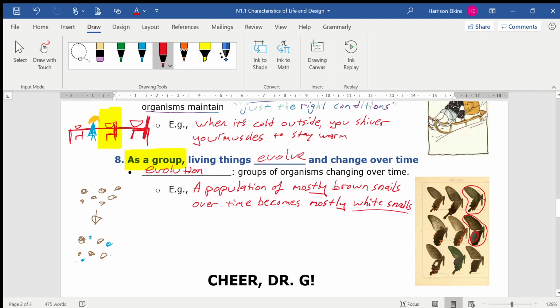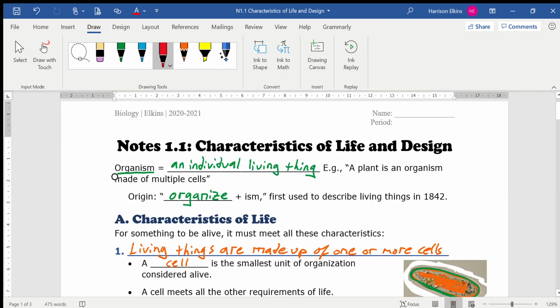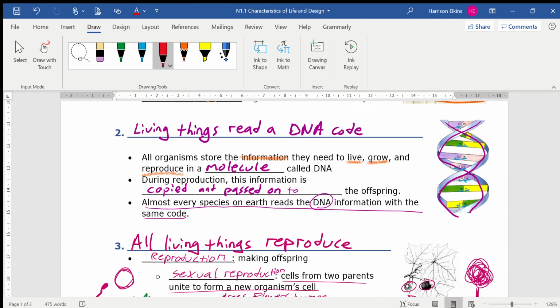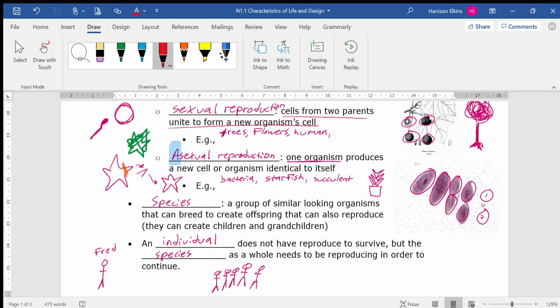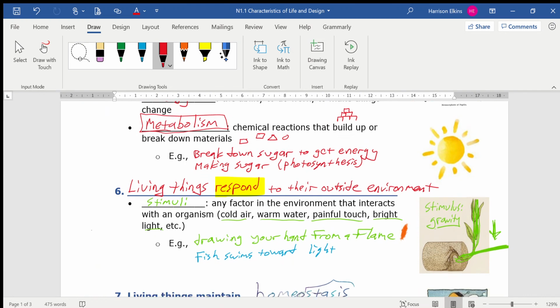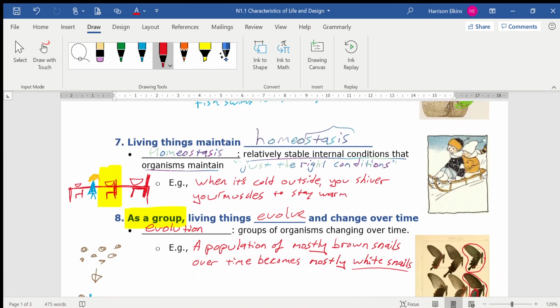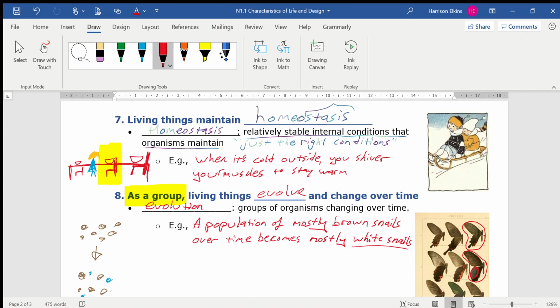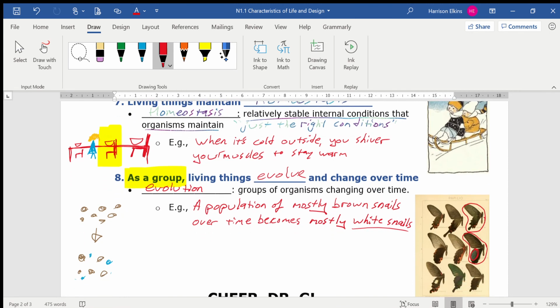As a group, all living things evolve. They are made up of one or more cells. They read a DNA code. They reproduce. They grow. They develop. They use material and energy. They respond to their outside environment. They keep things the way they need to be with homeostasis on the inside, and they change over time.